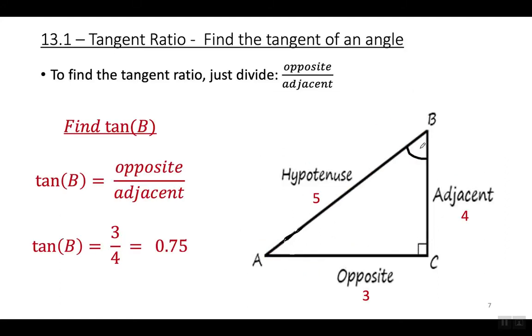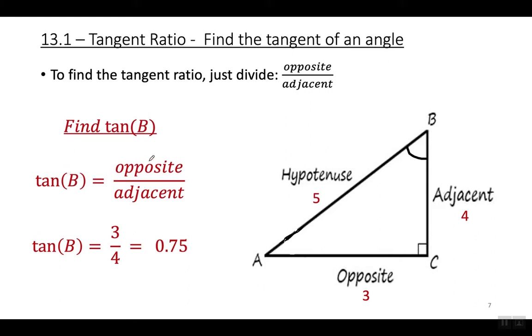Alright, so let me add the same numbers. Alright, this is the same exact numbers. The only thing that I changed is now we're looking at it from the point of view of angle B. So now to find the tangent of angle B, alright, that's how I read this, the tangent of angle B.